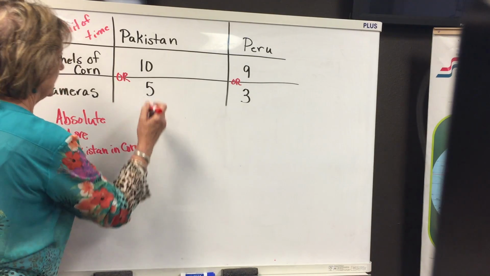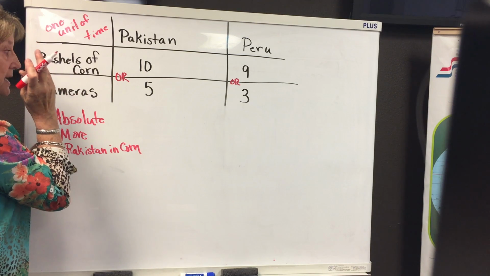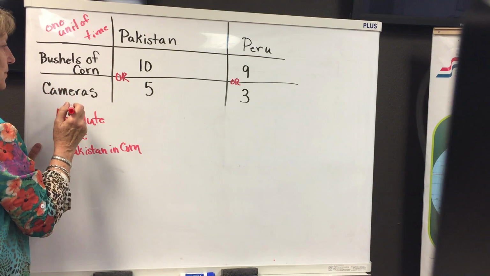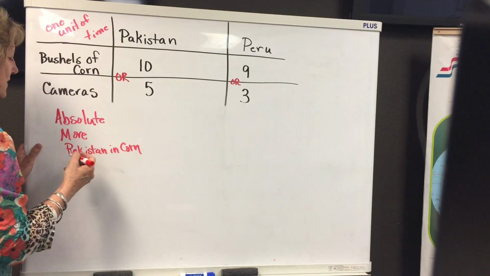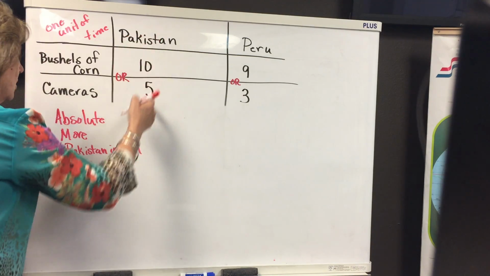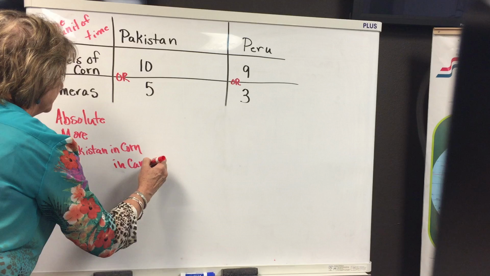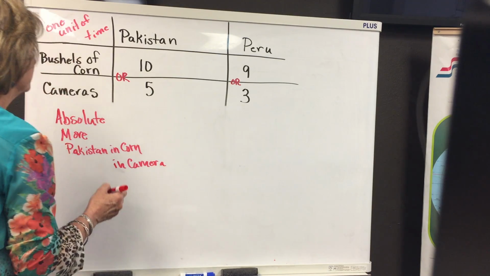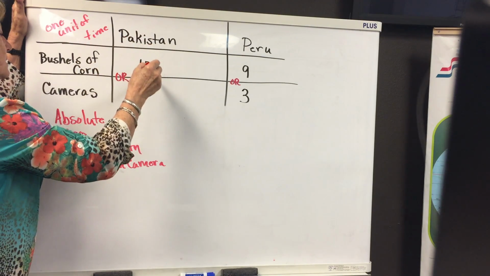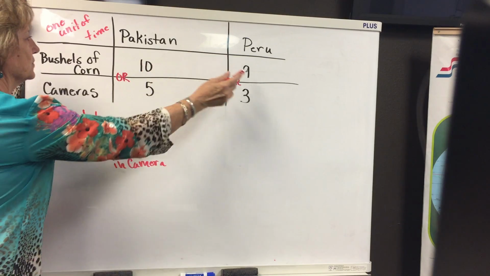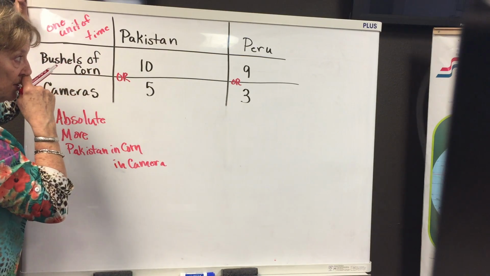I'm looking to make sure I read that correctly, 10 in corn. And then we're going to look to see which country can produce more cameras. And we look at the row for cameras, we look across, we find 5. So Pakistan also has the absolute advantage in cameras. And again, the key word is more, absolutely more. In any unit of time, Pakistan can produce more bushels of corn, 10 versus 9, and can produce more cameras, 5 versus 3, than in Peru.